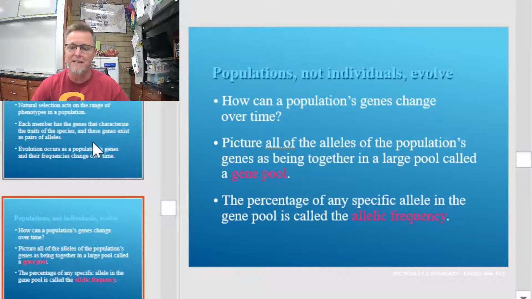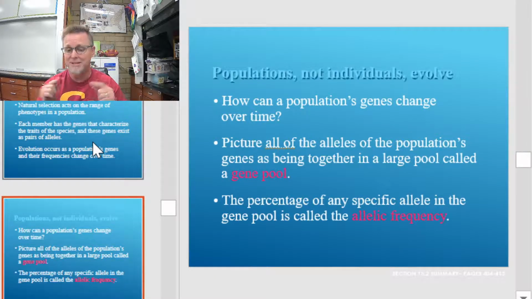The percentage of any specific allele in the gene pool is called its allele frequency. And I suppose, just in layman's terms, a way you can look at that is, okay, if we look at all the people on Earth, and I don't know if this is true, so don't quote me on this, but if 50% of people on Earth had black hair, then the allele frequency for the genes that cause black hair is 50%, because 50% of the population has them. So that's the percentage of any specific allele in the gene pool.